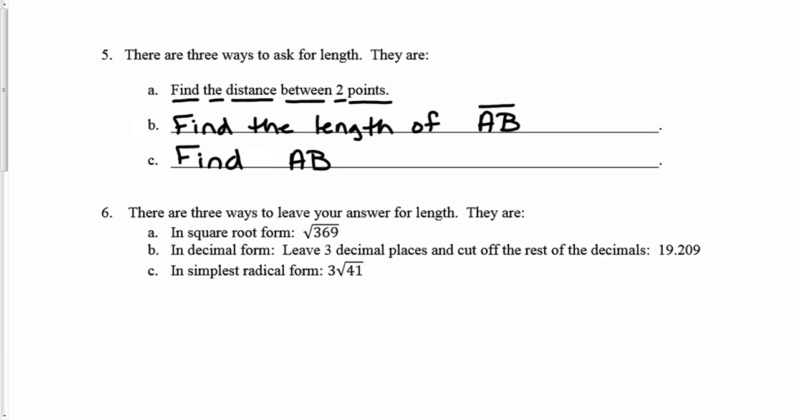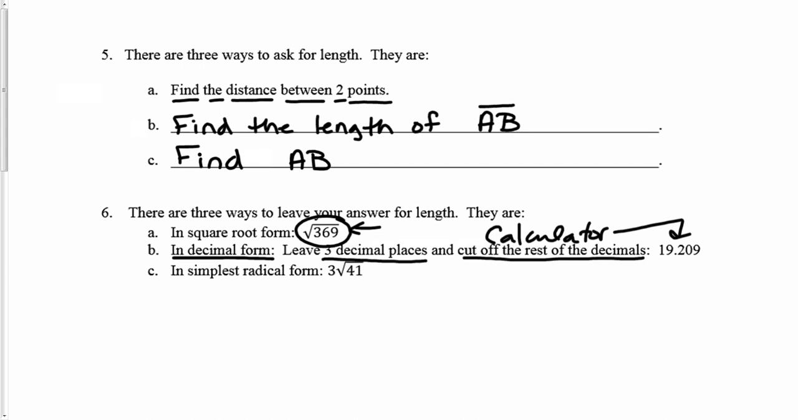And finally, we've talked about this throughout the video. There are 3 ways that you can leave your answer. You can leave your answer in square root form, which is what you get just from doing Pythagorean Theorem. You can leave your answer in decimal form, and that is just when you plug this into the calculator, you're going to get this. But the key is give me 3 decimal places and cut off the rest of the decimals. I only want 3 decimal places. Don't round, just cut it off. If you remember how to do simplest radical form, you may leave it in simplest radical form, and I will accept any of those 3 answers.